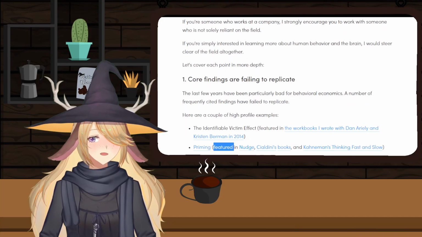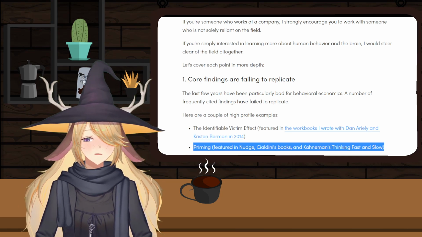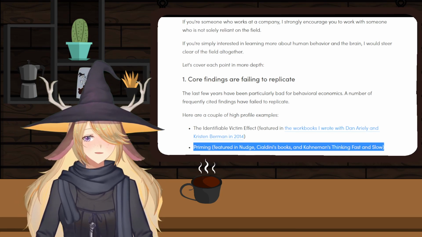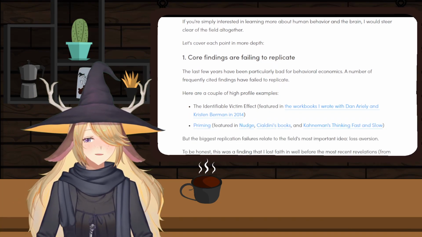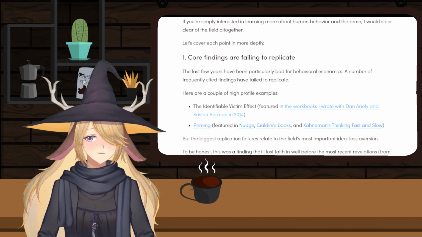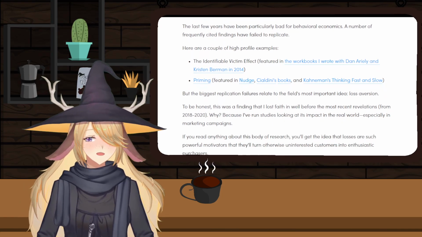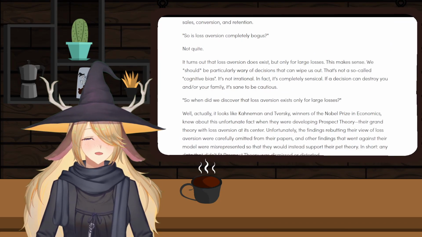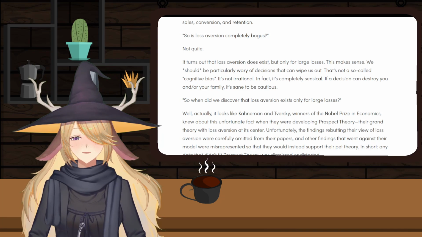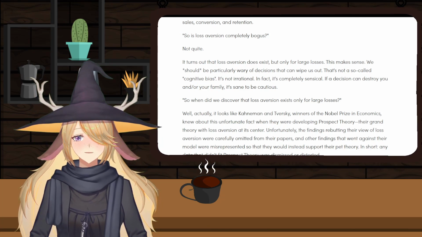Turns out priming, Daniel Kahneman's Thinking Fast and Slow, which, you might have heard about, is a very popular pop psych book. The core tenet, priming, does not replicate. The identifiable victim effect with Berman and Ehrlich does not necessarily replicate. There are even things like loss aversion, which is considered to be maybe the most seminal finding in the field of behavioral economics.